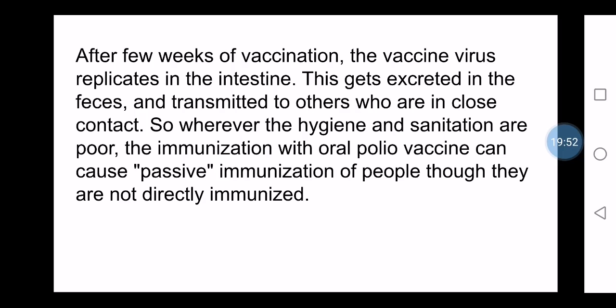This gets excreted in the feces and transmitted to others who are in close contact. So whenever hygiene and sanitation are poor, immunization with oral polio vaccine can cause passive immunization of people, though they are not directly immunized. Even though the people are not directly immunized, sometimes it can lead to passive immunization, because once we provide vaccination, the vaccine virus replicates and multiplies in the intestine, and this gets excreted in the feces. Through the stool it gets excreted and is transmitted to others who are in close contact.